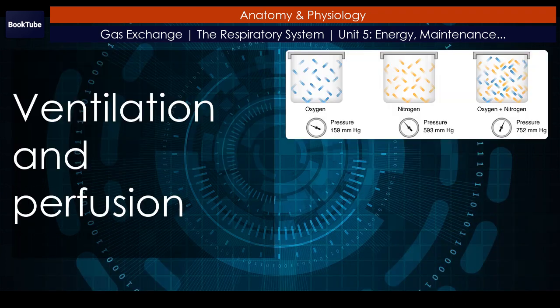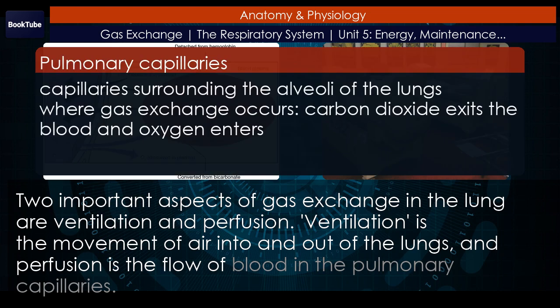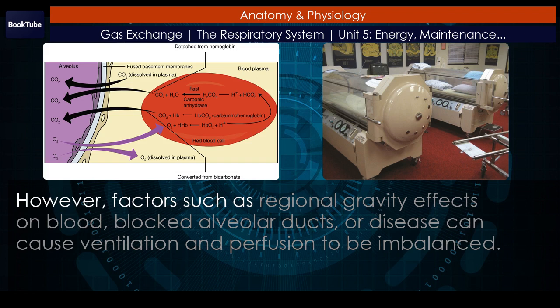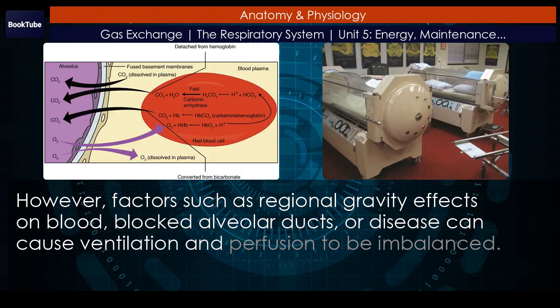Ventilation and perfusion. Two important aspects of gas exchange in the lung are ventilation and perfusion. Ventilation is the movement of air into and out of the lungs, and perfusion is the flow of blood in the pulmonary capillaries. For gas exchange to be efficient, the volumes involved in ventilation and perfusion should be compatible. However, factors such as regional gravity effects on blood, blocked alveolar ducts, or disease can cause ventilation and perfusion to be imbalanced.